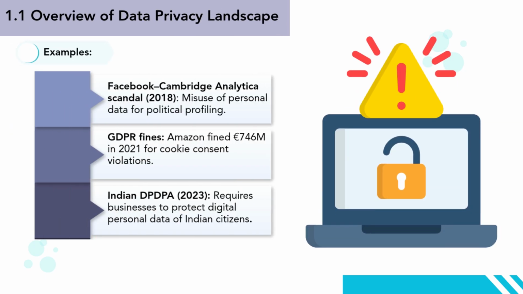This slide highlights real-world examples that demonstrate the critical importance of data privacy and the consequences of neglecting it. The Facebook Cambridge Analytica scandal in 2018 exposed how personal data could be misused for political profiling, raising global awareness about the dangers of unregulated data practices. The GDPR example shows how non-compliance can lead to significant financial penalties, with Amazon being fined €746 million in 2021 for violations related to cookie consent, underscoring the seriousness with which regulators enforce privacy laws.